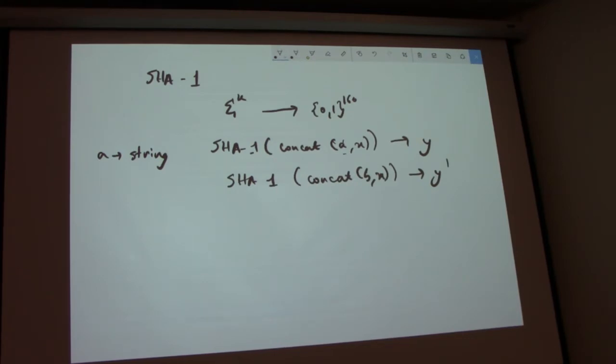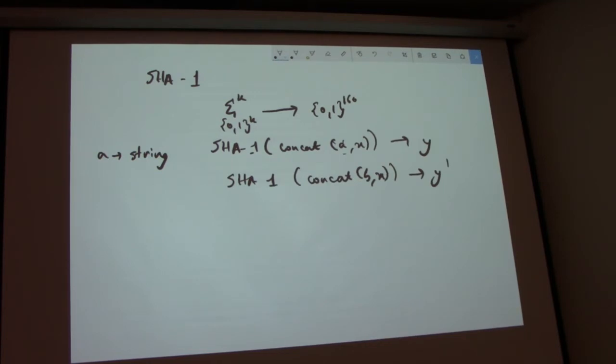Did you have a question? Yes. The sigma star k in this case, what is it precisely? It's some way of denoting your input. It's again zeros and ones in k digits.